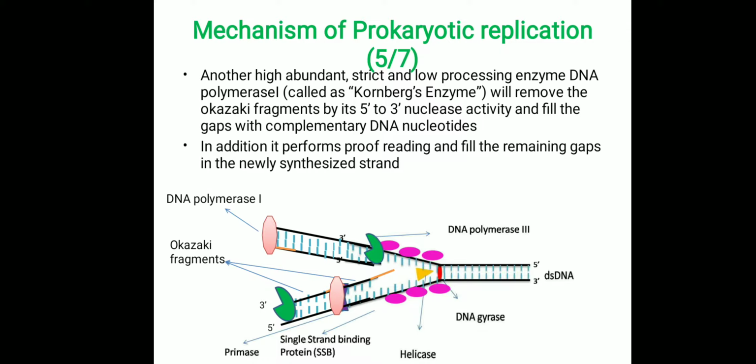This will identify wherever the RNA primers are present at the end of Okazaki fragments, carefully remove the RNA nucleotides and replace them with complementary DNA nucleotides. So DNA polymerase 1 carries 5' to 3' nuclease activity to remove the RNA nucleotides. In addition, it performs a proofreading function. Wherever any error-prone nucleotides are added by DNA polymerase, they are identified by DNA polymerase 1 and replaced with proper nucleotides.